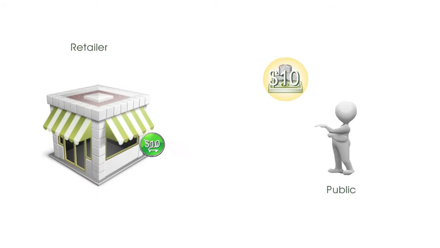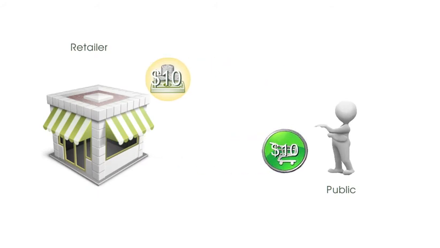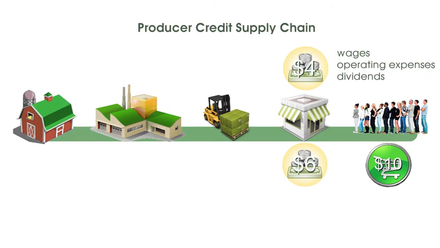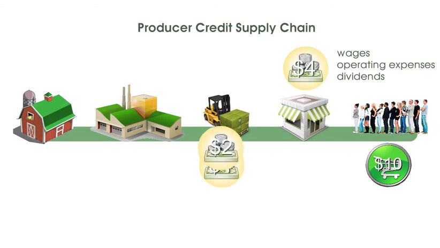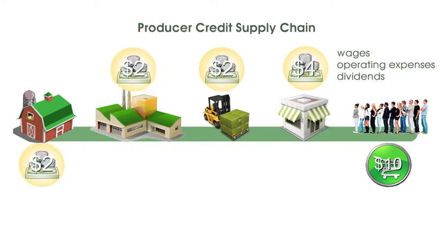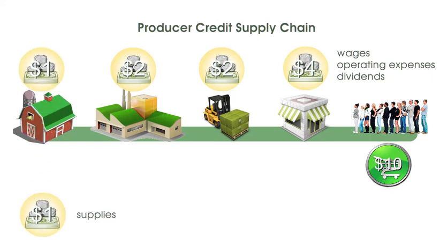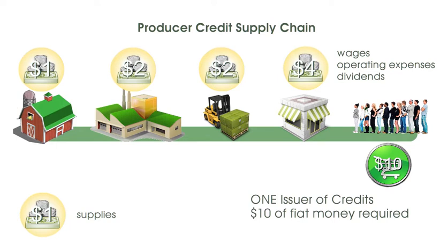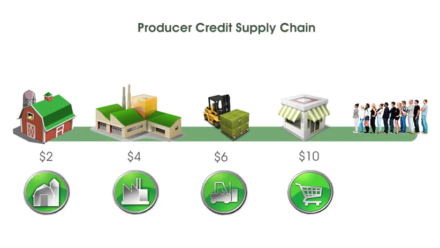The retailer sells $10 of producer credits for fiat money and pays $4 for wages, etc., and $6 to the wholesaler, who pays $2 to wages, etc., and $4 to the processor, who pays $2 for wages, etc., and $2 to the primary producer, who pays $1 for supplies and $1 for wages, etc. Clearly, limiting the supply chain producer credits to the retailer is more efficient and to be preferred. But if every stage issues its own producer credits, it does not create any impossible math.